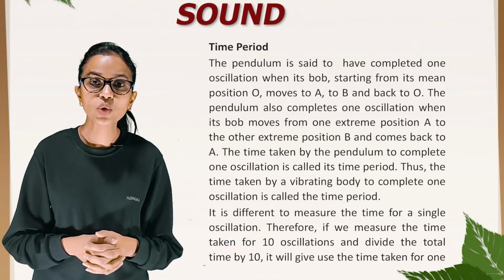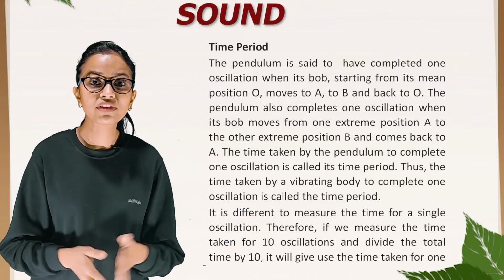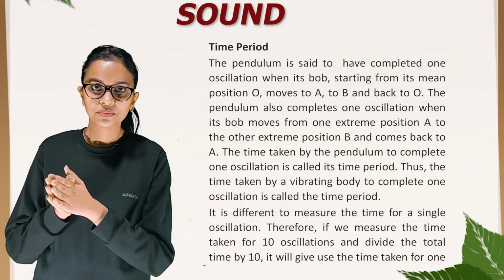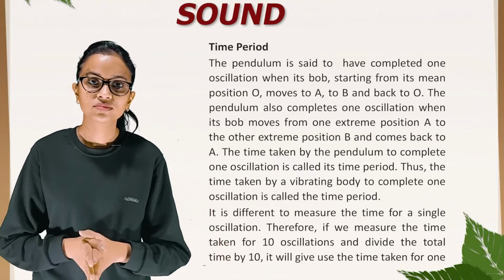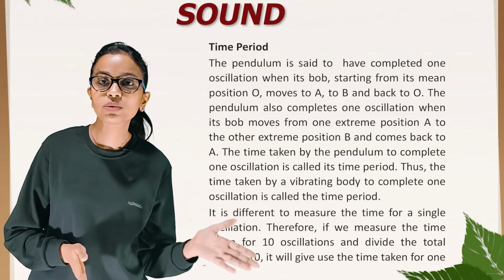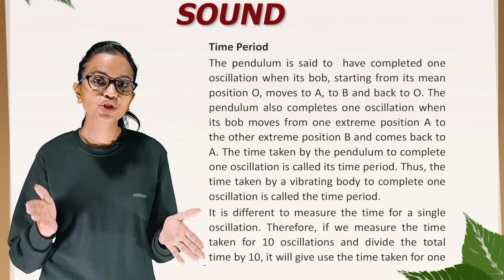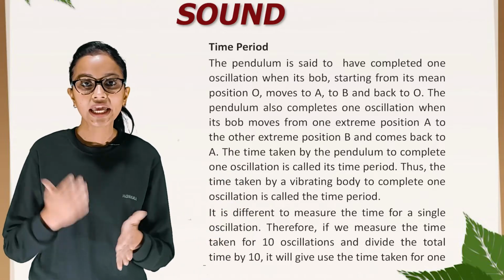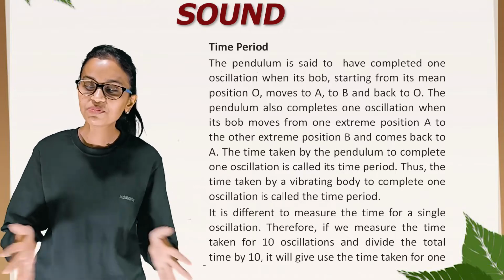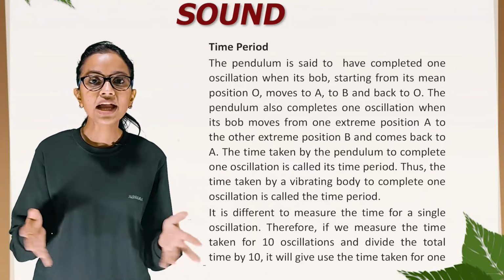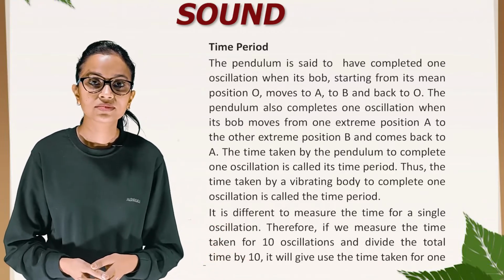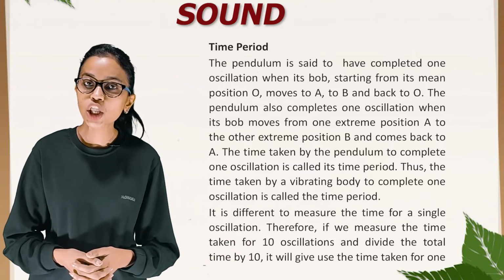Time period. The pendulum is said to have completed one oscillation when its bob, starting from its mean position O, moves to A, to B and back to O. The pendulum also completes one oscillation when its bob moves from one extreme position A to the other extreme position B and comes back to A. The time taken by the pendulum to complete one oscillation is called its time period. Thus, the time taken by the vibrating body to complete one oscillation is called the time period. It is difficult to measure the time for a single oscillation.